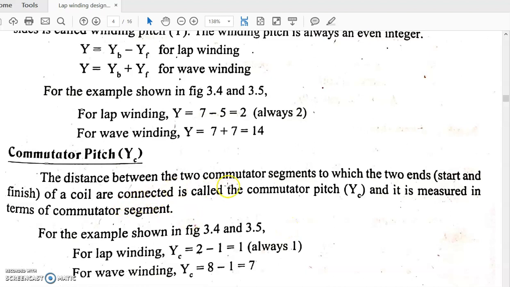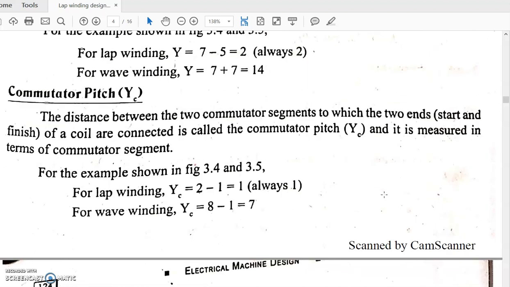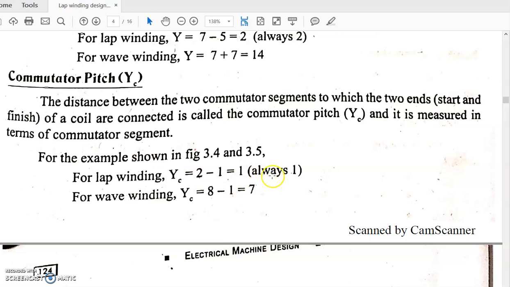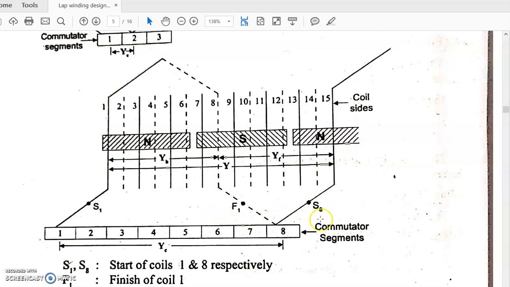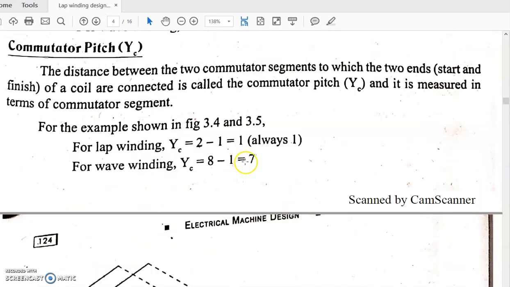Commutator pitch is the distance between the two commutator segments to which the two ends, start and finish of a coil, are connected. For lap winding it is always 1. For wave winding we have to calculate. Start of this coil 1 is connected to segment number 1 and finish is connected to 8. So it is 8 minus 1, 7. Okay, 7 for wave winding.